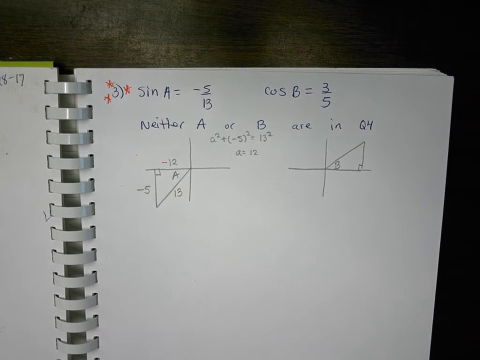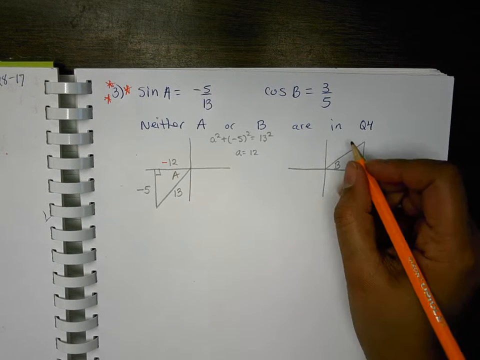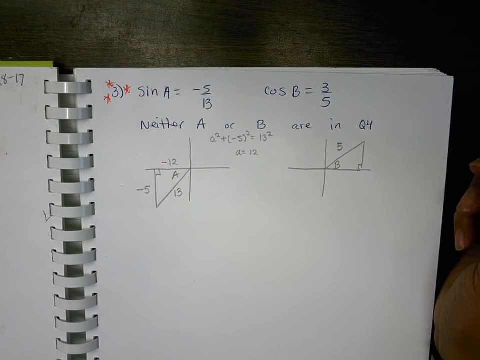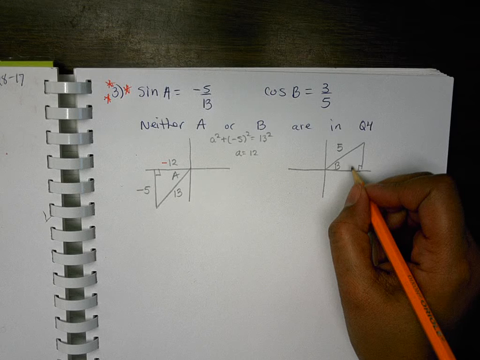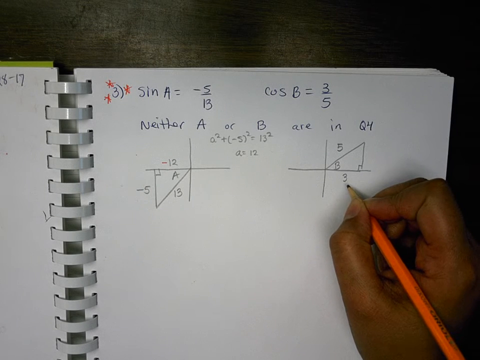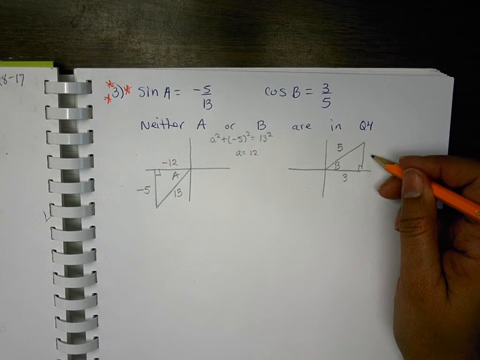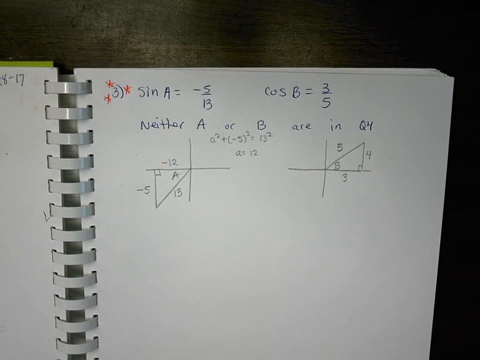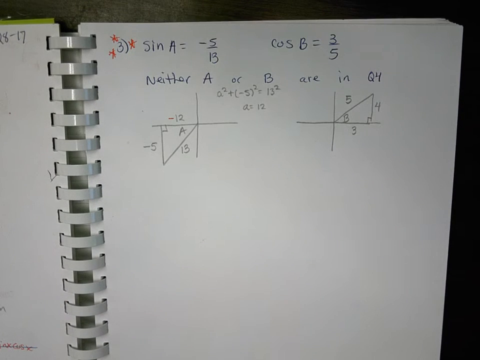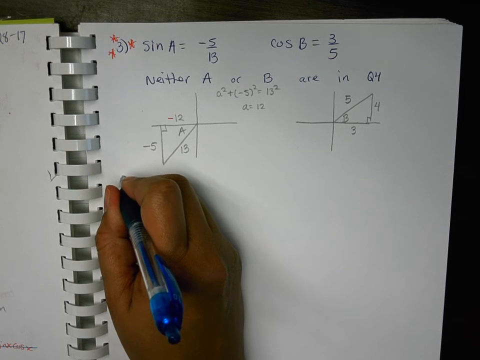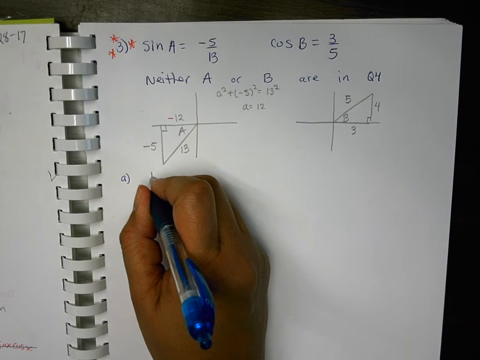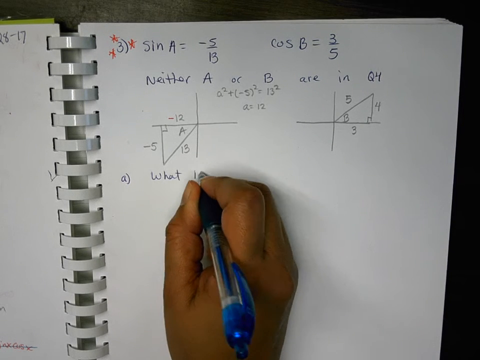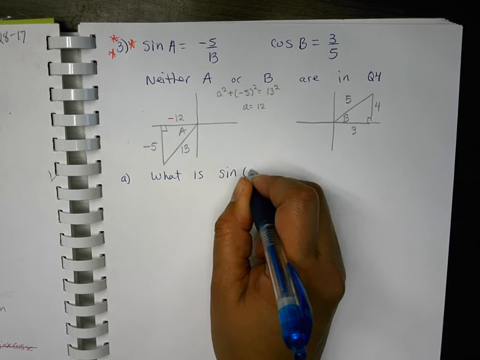All right, here I have 5 as the hypotenuse. Where does 3 go? Opposite or adjacent? And we are hoping you guys remember this one. 4. Okay. Positive 4? All right, now we're ready for the question. Question A. What is sine of A plus B?